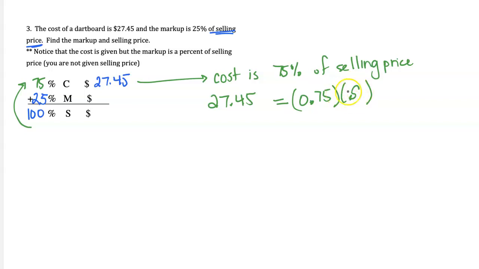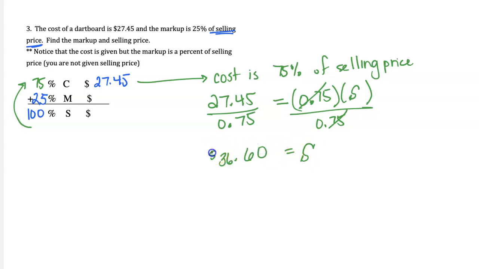I only have my one variable, so I can divide by 0.75 to get that variable alone. Make sure you balance your equation. And in solving, I get that my selling price is equal to $36.60. And I put that right into my chart right away so I can see what I'm still missing.